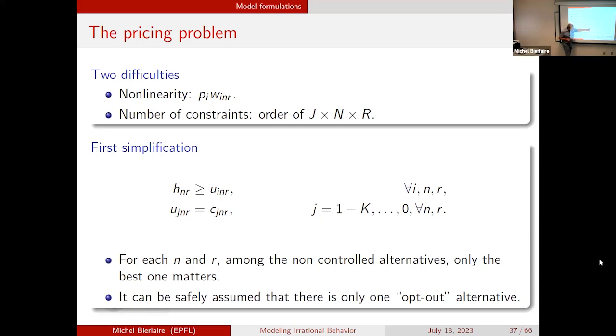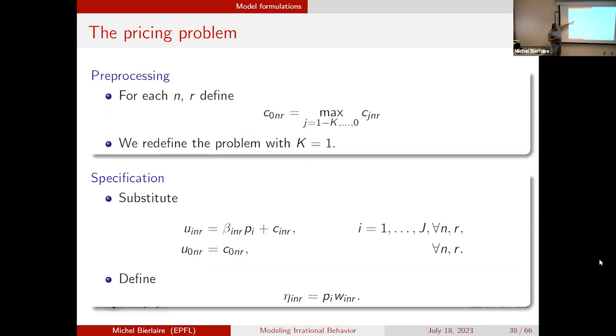And actually, instead of having K indices here, I will have just one that I will call 0. And this is basically the opt-out option. So if people don't want to buy my product, they go to the competition. This will characterize the competition. So this will be simplified. So I define the C0 now as the best, the maximum of this constant. And this is what will enter in my model.